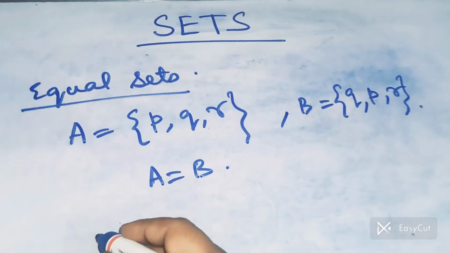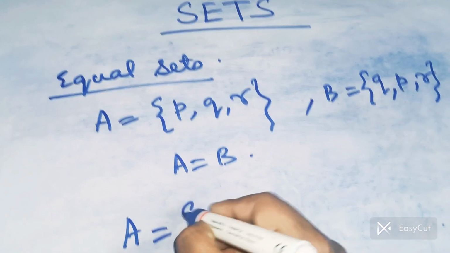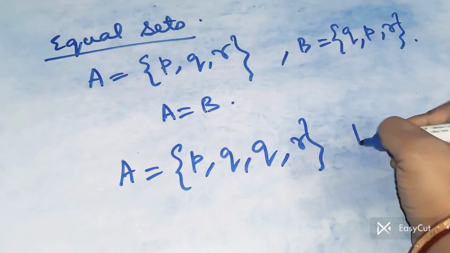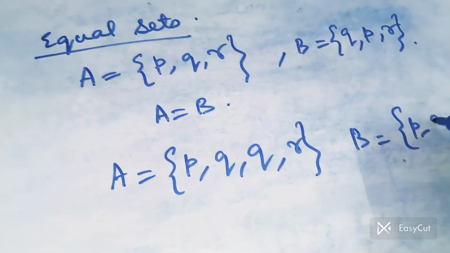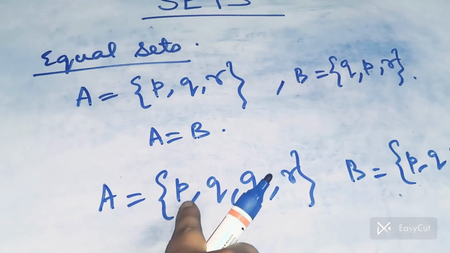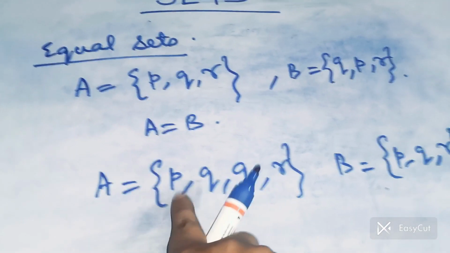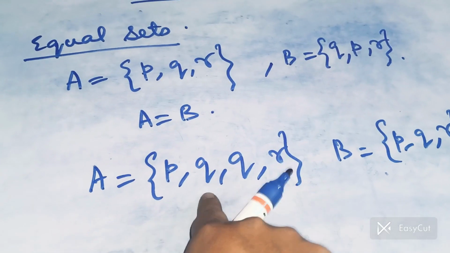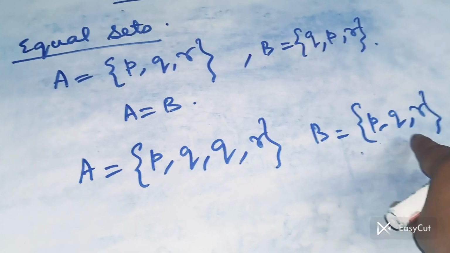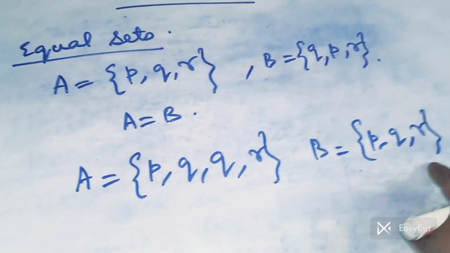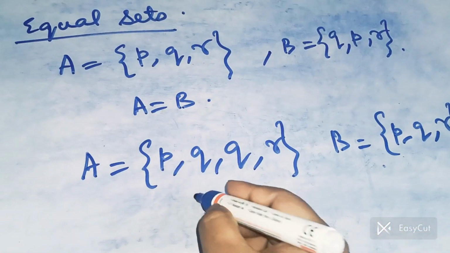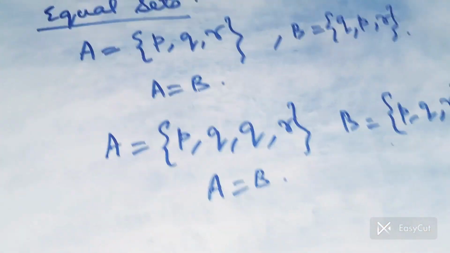You must notice one example from here: suppose A equals P, Q, Q, R, and B equals only P, Q, R. Here you can see the number of elements in A is 1, 2, 3, 4. But the elements are actually P, Q, R. Q is repeated. In B it has 3 elements, here it is 4 elements. But the members are the same, P, Q, R. So then also we will say that A equals B.